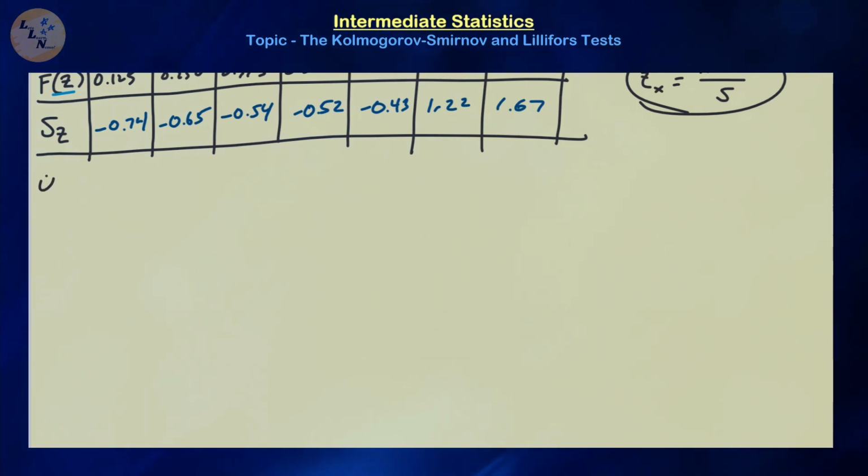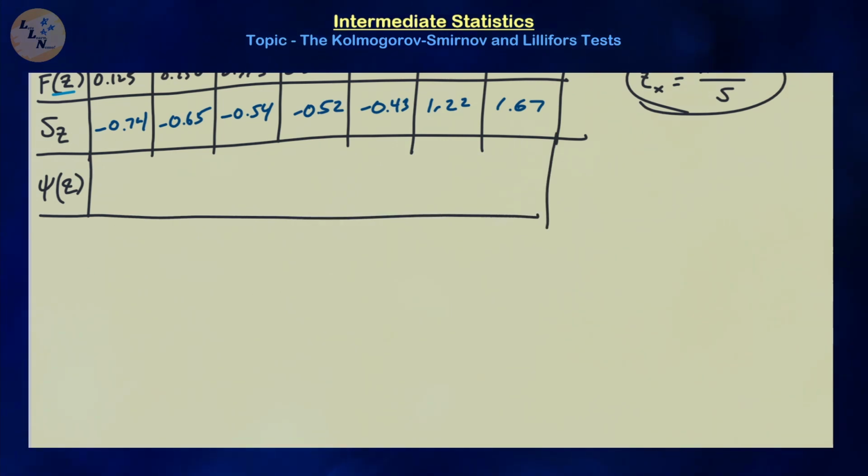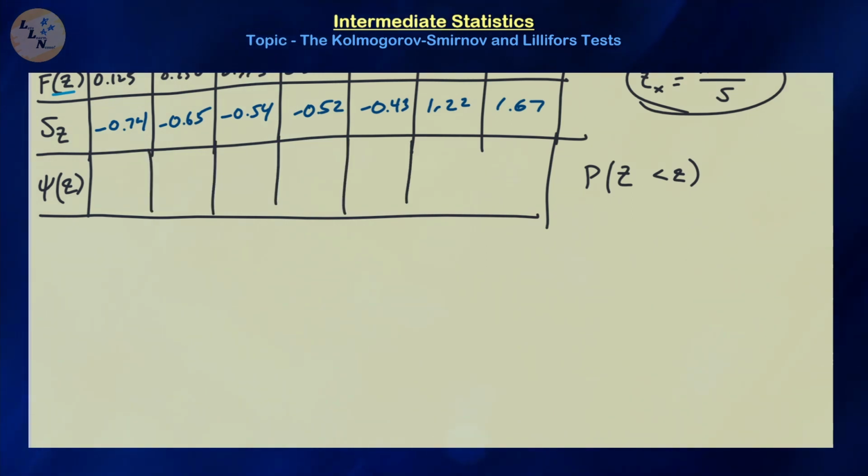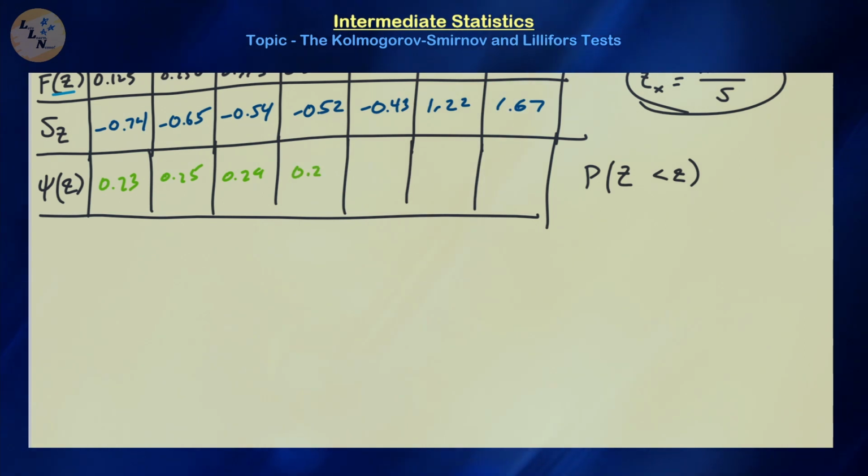And you should be able to find the associated cumulative values for these. So how do we calculate that? The probability that capital Z is less than these values, which we should know how to do with respect to a standard normal distribution, is going to be equal to 0.23, 0.25, 0.29, 0.30, 0.33.